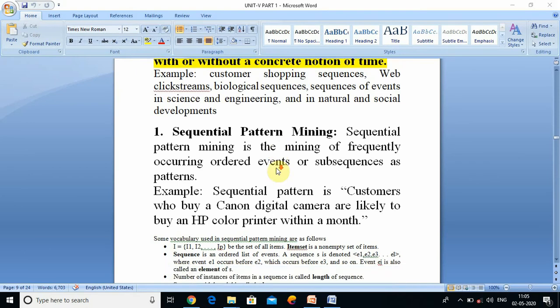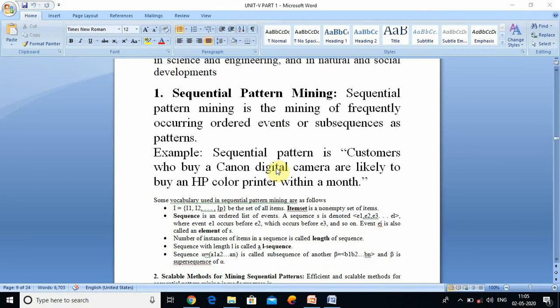Sequential pattern mining. Sequential pattern mining is the mining of frequently occurring ordered events or subsequences as patterns. Example: a sequential pattern is customers who buy a Canon digital camera are likely to buy an HP color printer within a month.